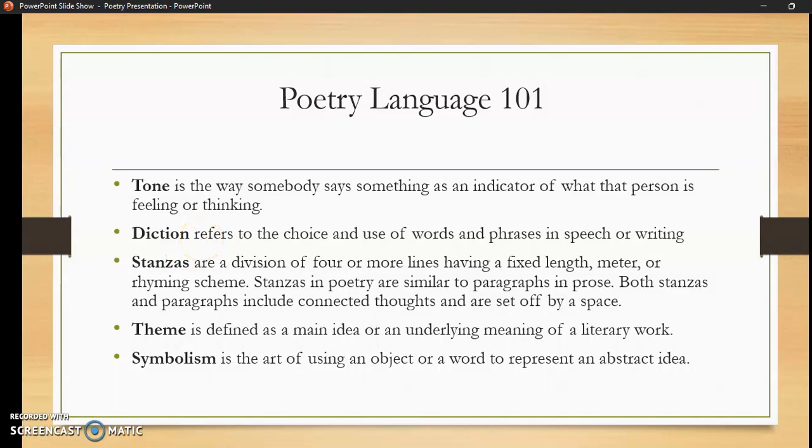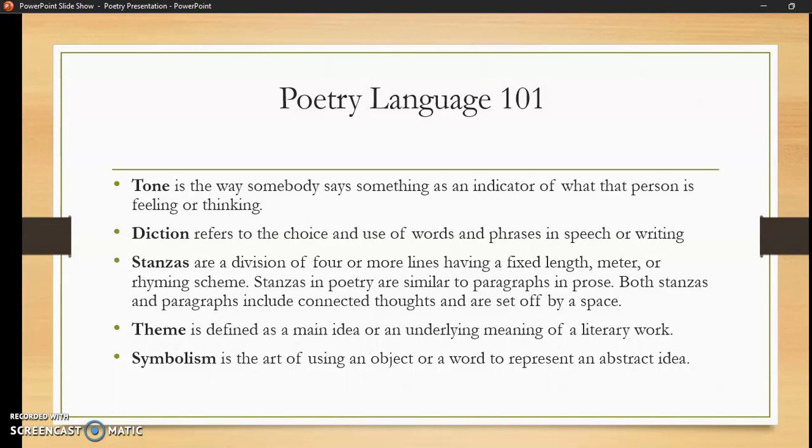Poets are very deliberate with the words they're choosing. You can see it's much shorter on the page than a story or a novel. And good poets, nothing is by mistake. So what's the word choice? Why that word and not another? What's the significance of that word?